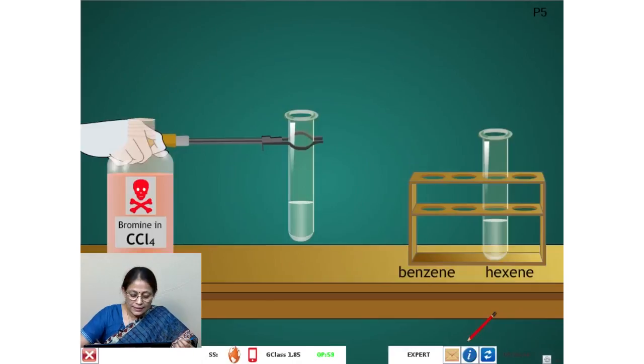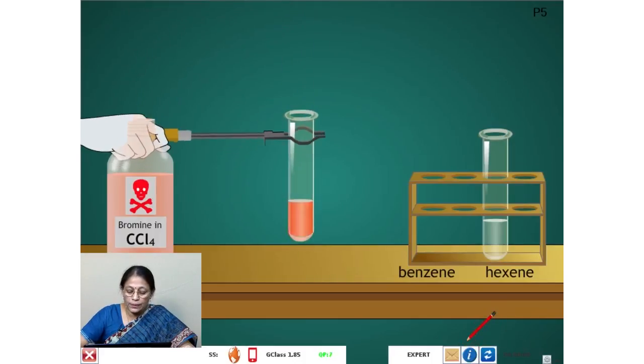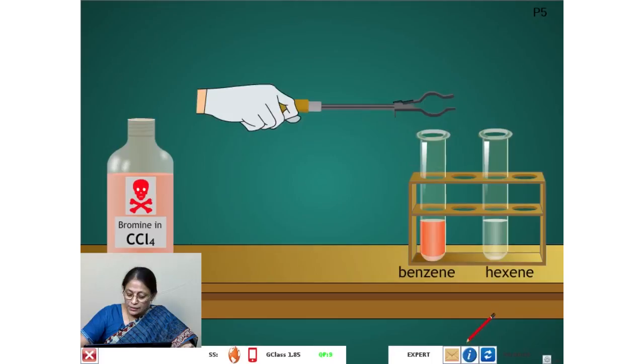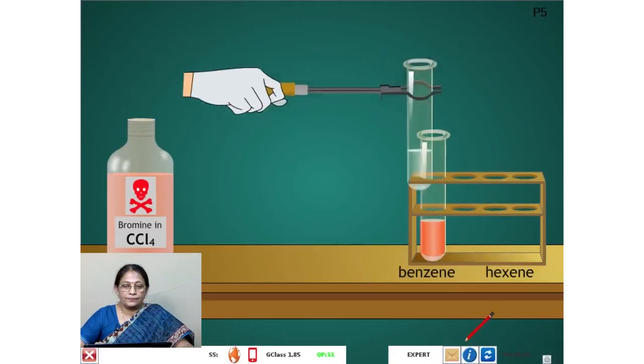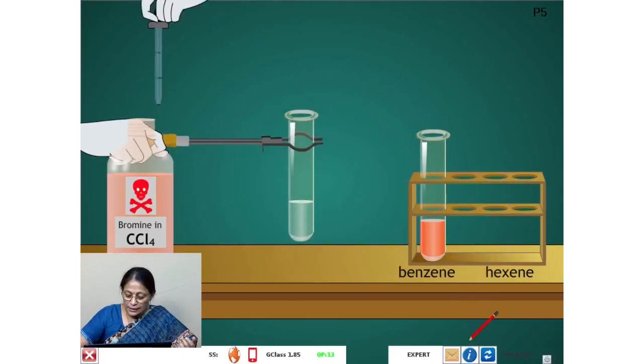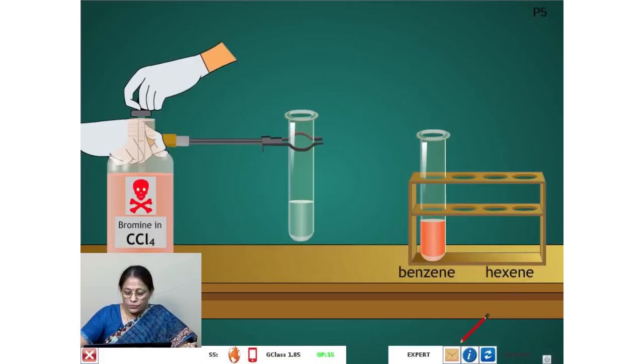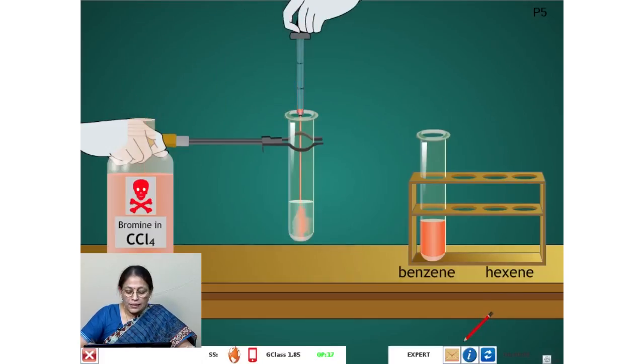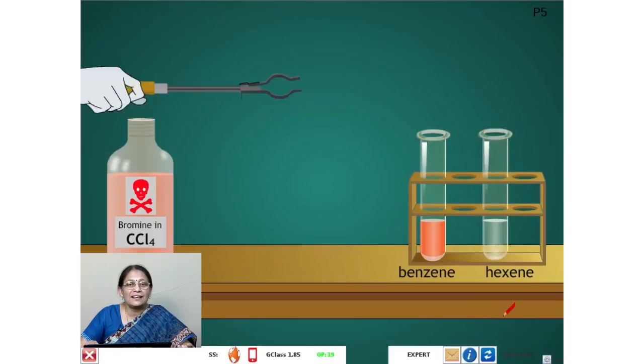When we add a few drops of this to benzene, let us see whether it can decolorize that color. We add 1 or 2 drops, shake it properly, and the color remains. We take another unsaturated compound, hexene, add a few drops of it and shake it, and we see that the color is decolorized.